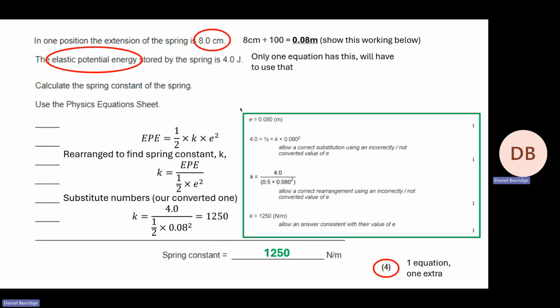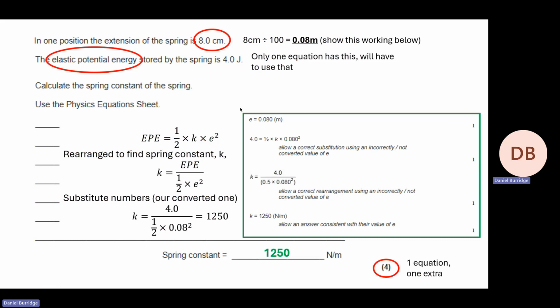Checking the mark scheme. First off, first mark is that conversion. The second and third marks are correctly substituting in and correctly rearranging. So I've got a half written down, 1/2. That's the same as 0.5. It doesn't matter which one you write, it's the same thing. But I've done both of those.